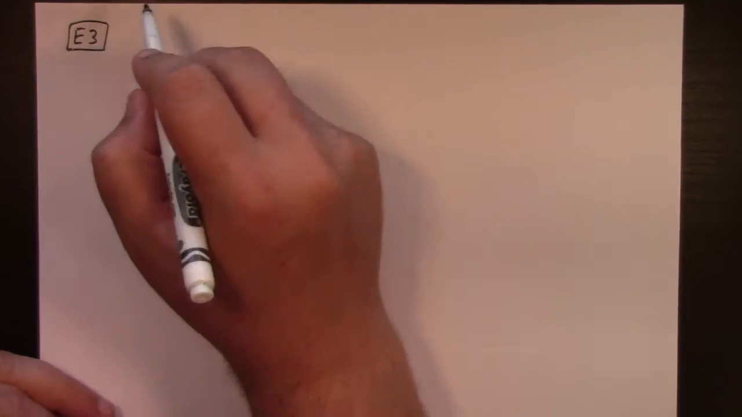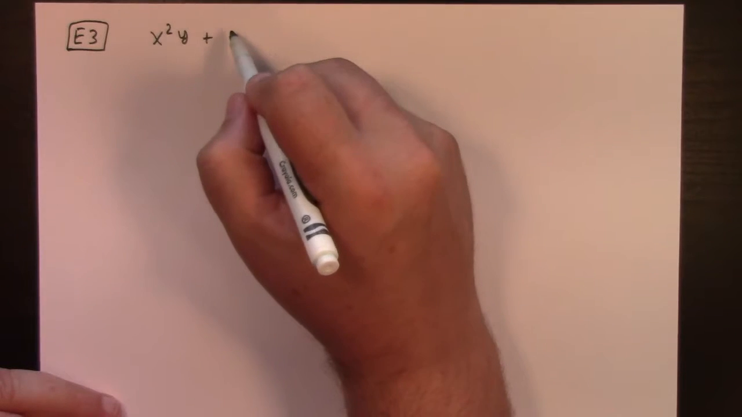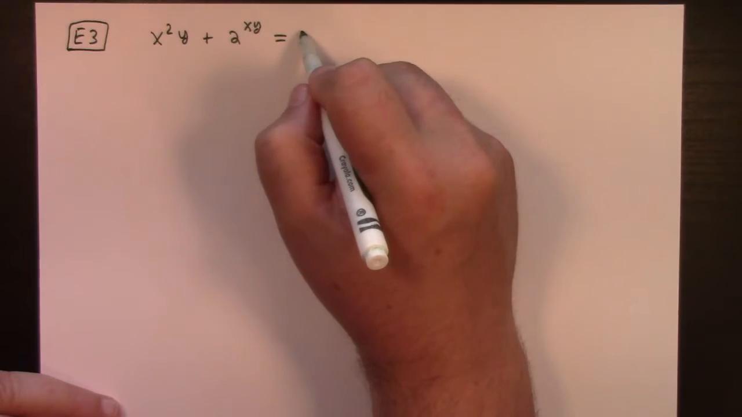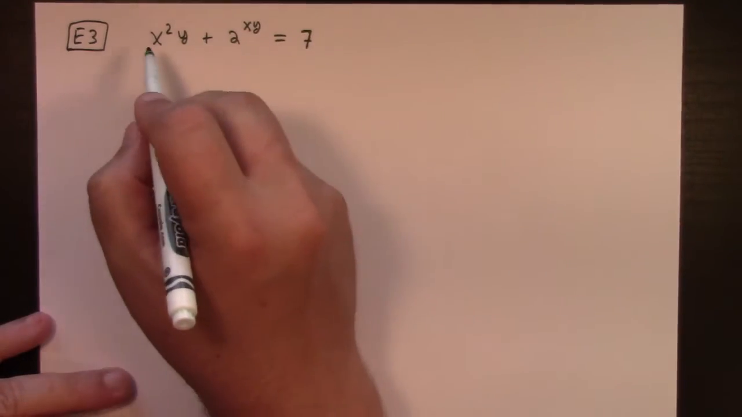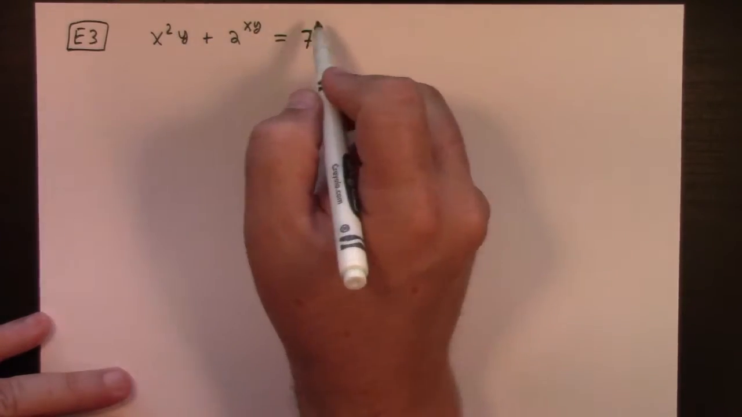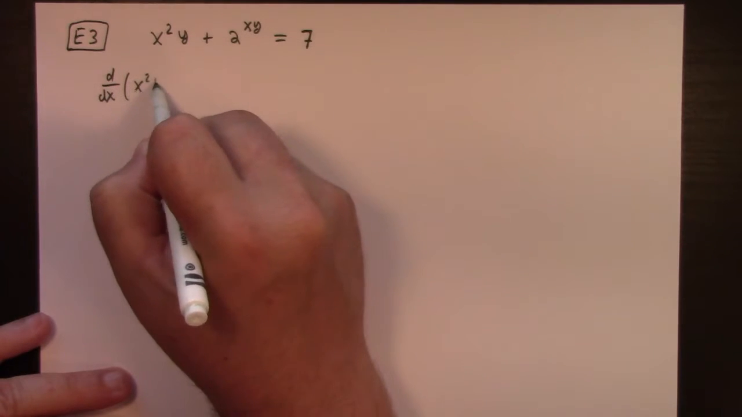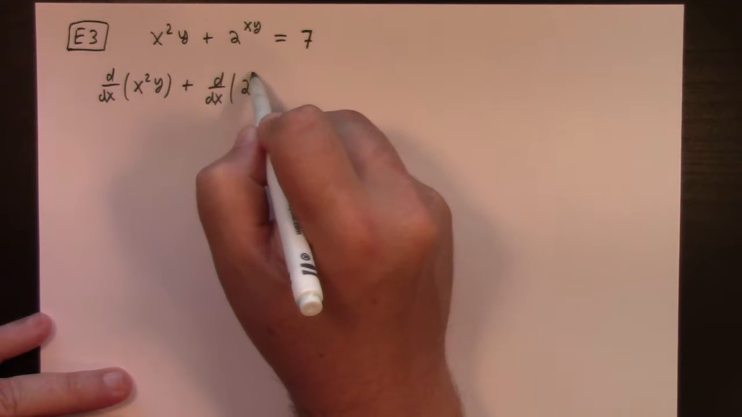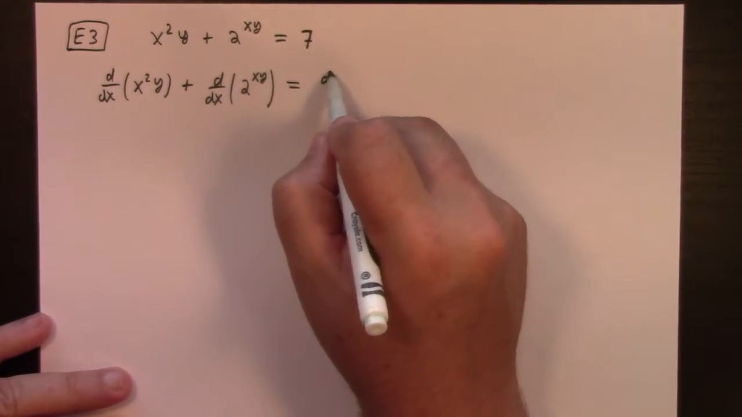One more, maybe two more, implicit differentiation examples. Example 3. This is sort of standard fare, something like x squared y plus 2 to the xy equals 7. That's weird. Find dy/dx. All right, so implicitly differentiate this, we get d/dx of x squared times y plus d/dx of 2 to the xy equals d/dx of 7.